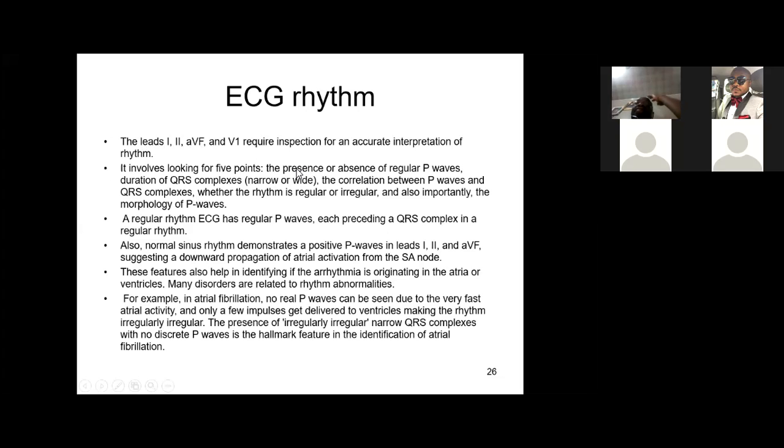It involves looking for 5 points when we are looking at those 4 leads: the presence or absence of regular P waves, the duration of the QRS complex, whether it's narrow or wide, the correlation between P waves and QRS complexes, whether the rhythm is regular or irregular, and also, very importantly, the morphology of P waves. A regular rhythm ECG has regular P waves, each preceding a QRS complex in a regular rhythm.